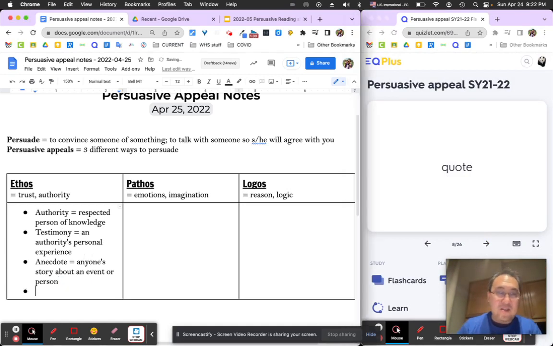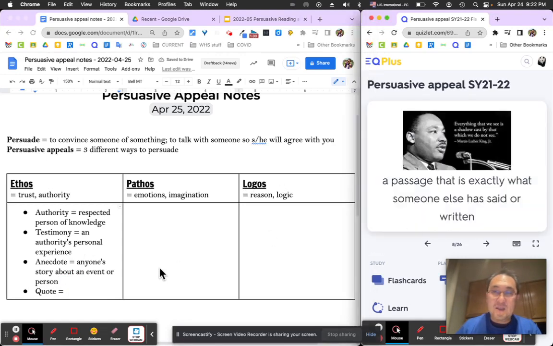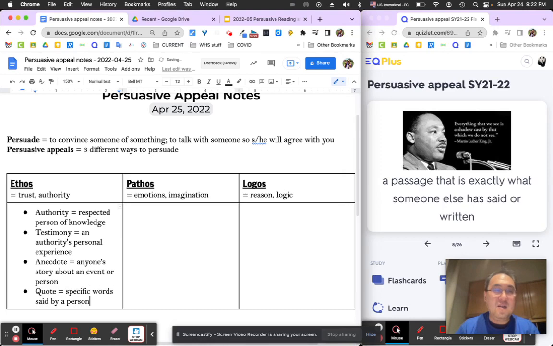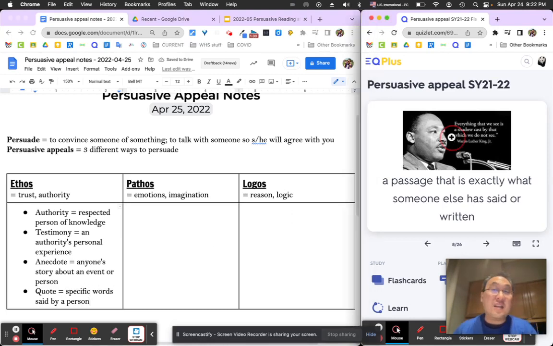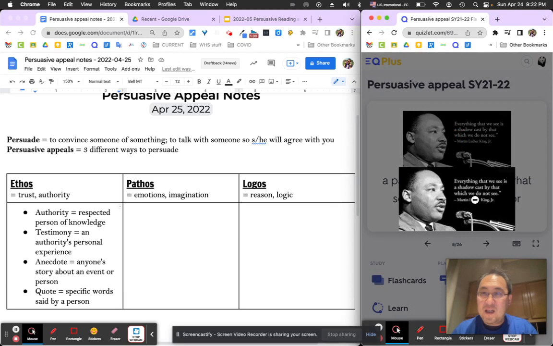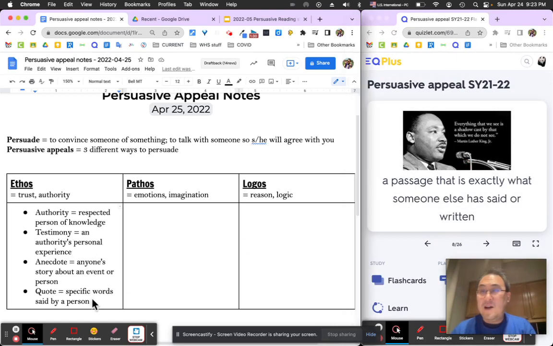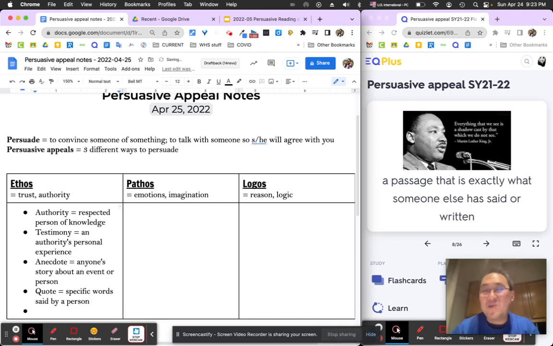Also in ethos is a quote. You guys all know quotes are nice things that are said, specific words said by a person, right? And here we've got Dr. King's quote: "Everything that we see is a shadow cast by that which we do not see." Maybe it's not a quote that is recognizable by most of you, but it's a quote nevertheless. There are some other quotes that maybe you might recognize. We can come up with some of those quotes.